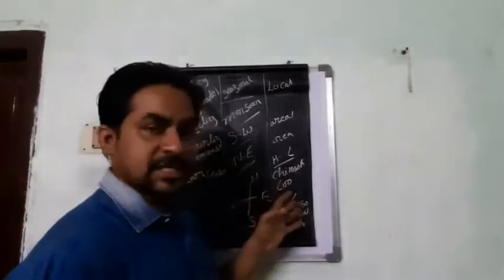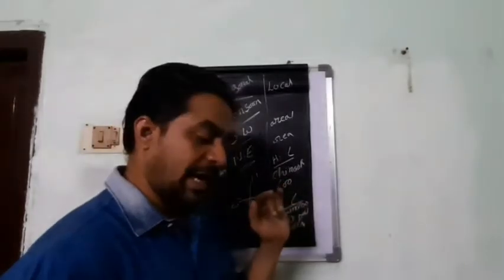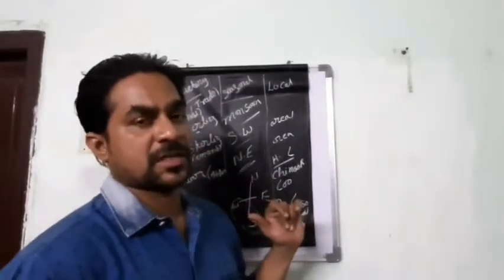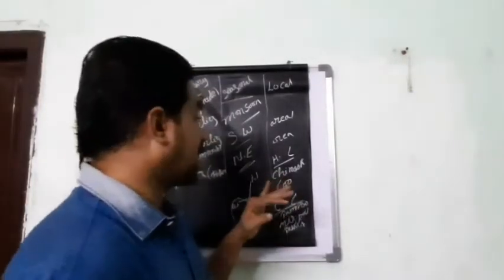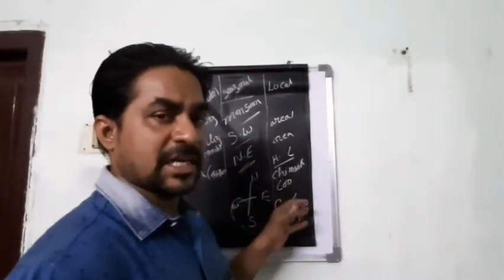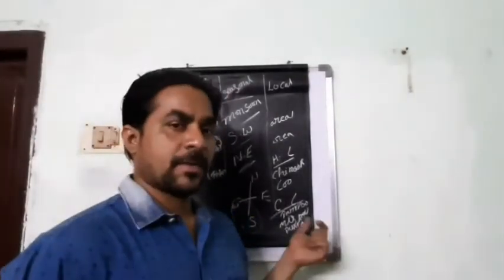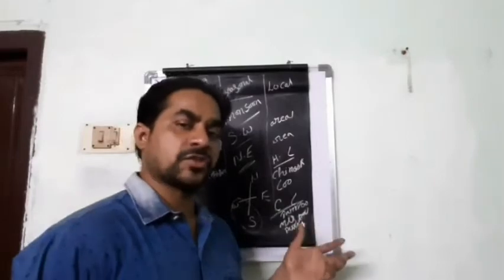So these local winds are divided into two. One is called hot local winds, and the other one is called cold local winds. Hot local winds are Chinook and Loo. Cool local winds are Pampero and Mistral and Puma. Pampero, Mistral, and also called Puma.